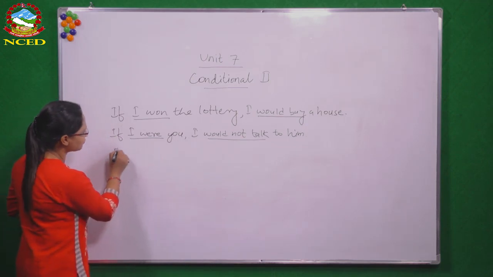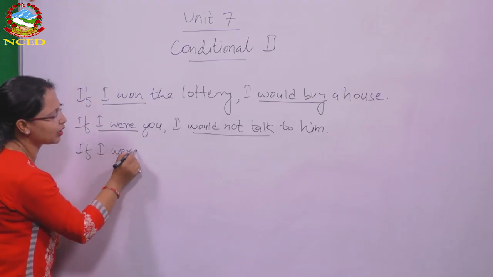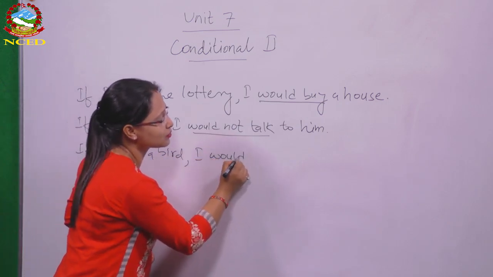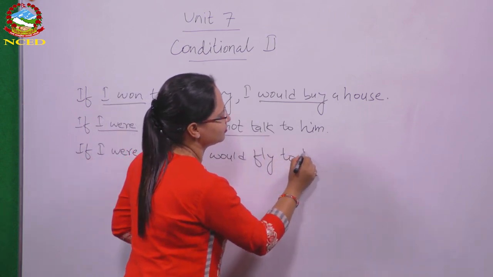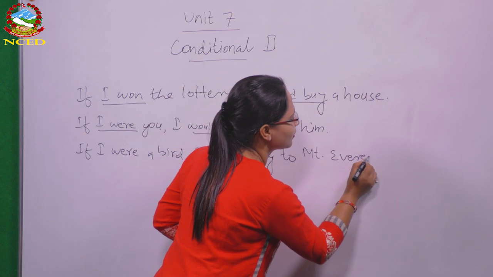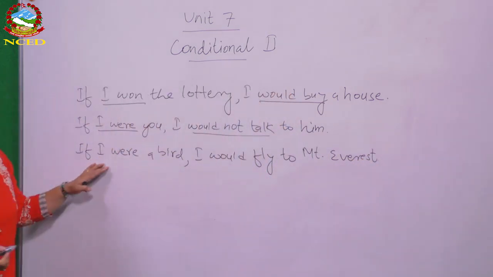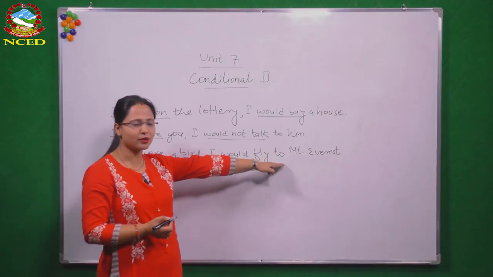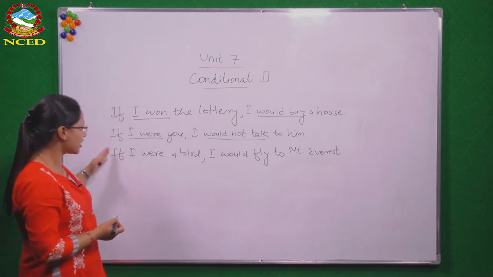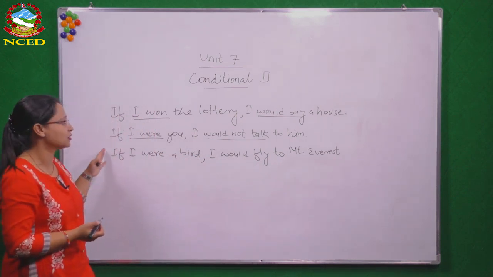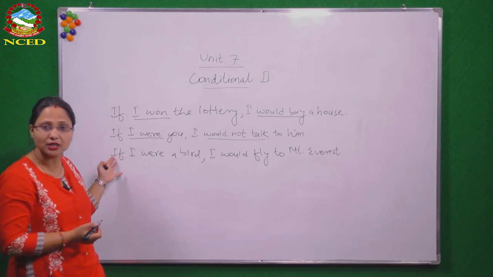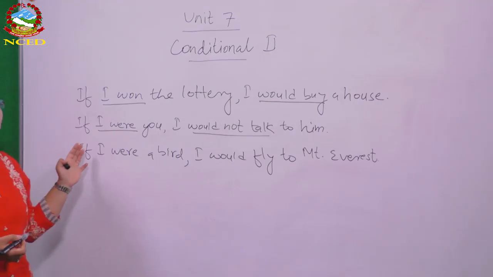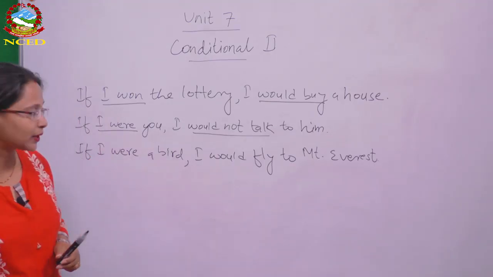Similarly, if I were a bird, I would fly to Mount Everest, let's say. Okay? Again, another hypothesis. Kalpana. म चरा भइदिएको भए म उडेर सगरमाथा जान्थे होला. Okay? So these things are not real. These are just hypothesis. Something impossible. सम्भव नभएको कल्पनामा मात्रै सीमित कुरा. And to express such sort of thing, we use conditional type 2 sentences. Okay? Are you getting it?